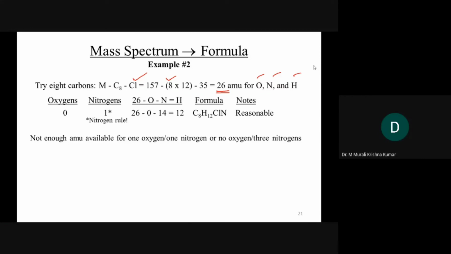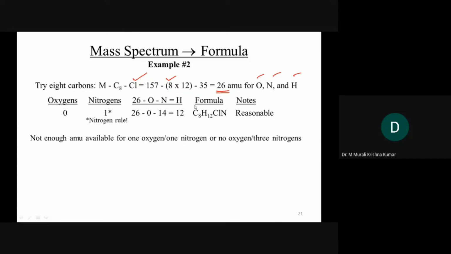Not enough AMU is available for 1 oxygen and 1 nitrogen, because we have to compulsorily keep 1 nitrogen, compulsory because the molecular weight is odd. So that's the reason why we cannot incorporate another oxygen here, because only 12 is remaining. If you require an oxygen, you either have to forgo nitrogen, or you cannot accommodate anything over here. So that's the problem.